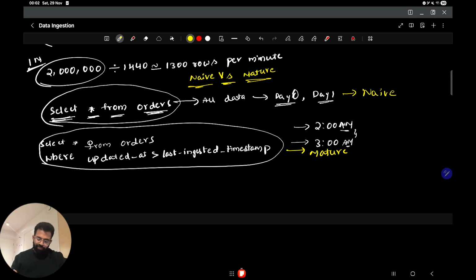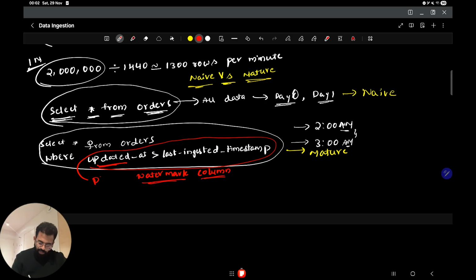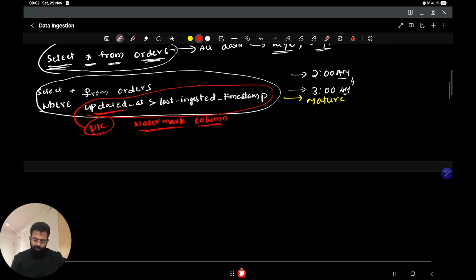Of course, here I'm not talking about all the different strategies, but I'll touch upon one a little bit. This is also called the watermark column based approach. Here, the watermark column can be your timestamp, or it can be your primary key column as well. So that's a little bit about the naive and mature data ingestion approaches.